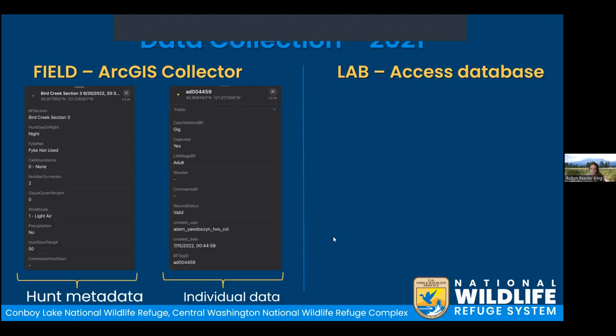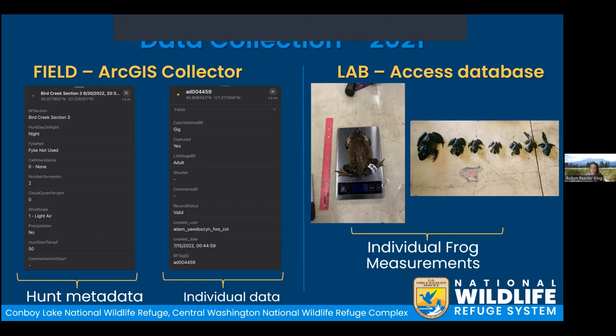In 2021, we made three big changes. The first was collecting field data digitally, so using ArcGIS Collector. And second, that then allowed us to collect spatial locations for individual frogs. And third, we created ID tags for captured frogs that allowed us to assign them individual codes. Now, combining these two pieces of data from Collector to Microsoft Access required a lot more technical work behind the scenes, but we're not going to get into that today.